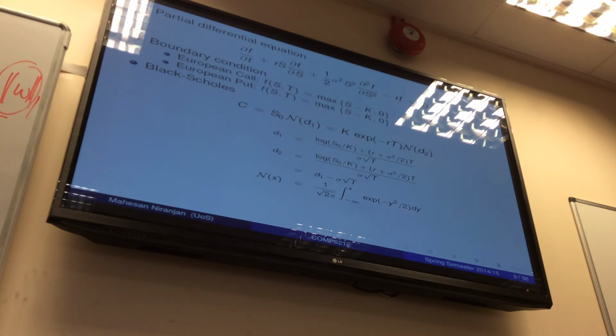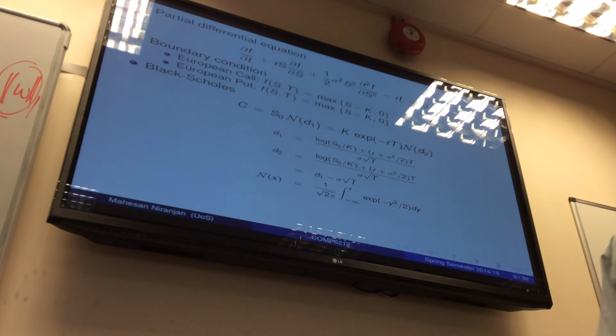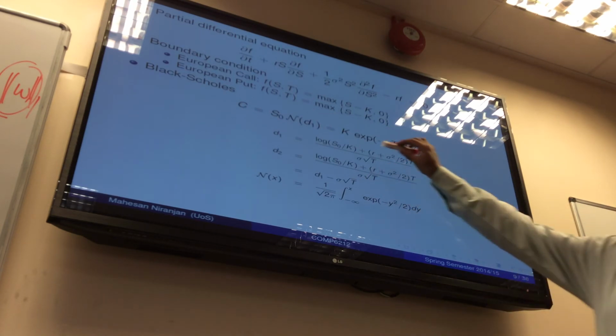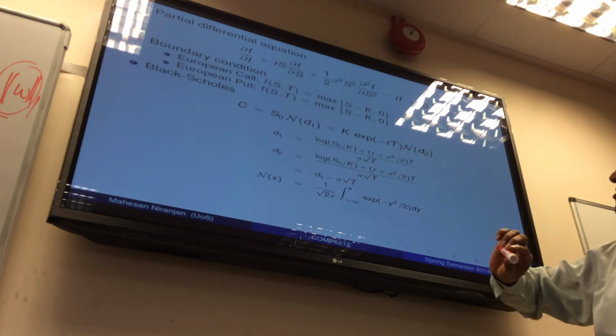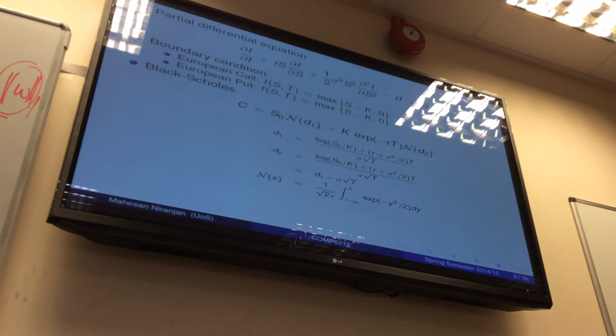On the board, you seem to find D1 and D2 is the same thing, but then you find D2 as D1 minus. Oh, okay. So I think I missed a minus sign here somewhere. I think that should be a minus. I think the first one and the last one is correct, and it's left as an exercise to the reader to figure out what I got wrong.